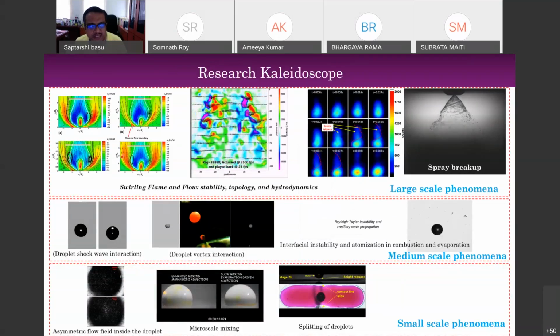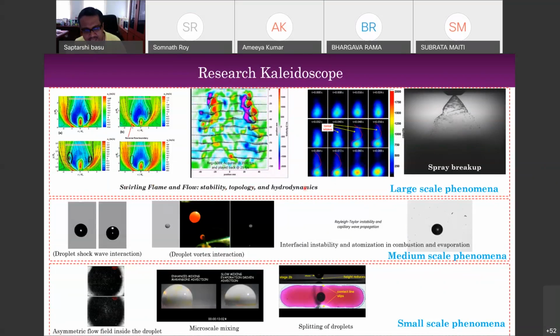So for example, what you see over here is basically swirl flame dynamics. These two are the flow field. This is the flame, and this is what happens if you have a spray inside that flow field. You can see that the flow field is extremely complicated, and the flame responds to that flow field. And if you inject a spray in such a flow field, the spray also shows some very funny behaviors. So this we can call swirling flow and flame, and the stability topology and the hydrodynamics. So we are going to spend a little bit of time looking at some of these aspects.